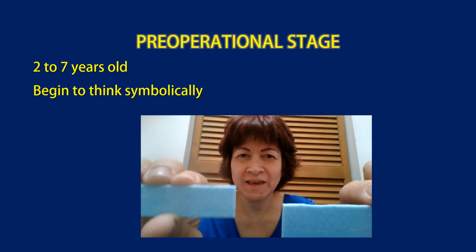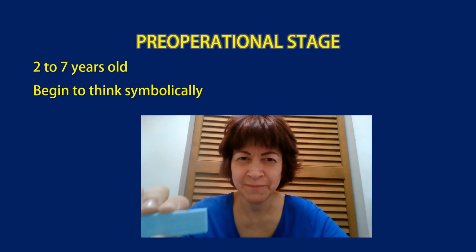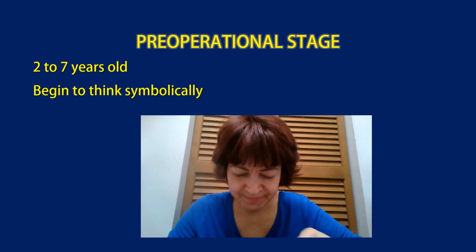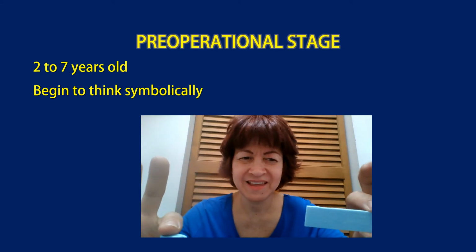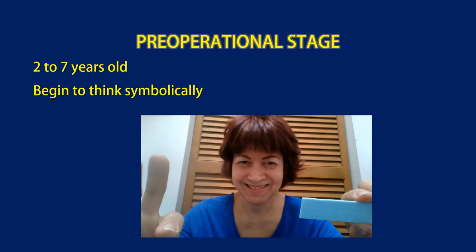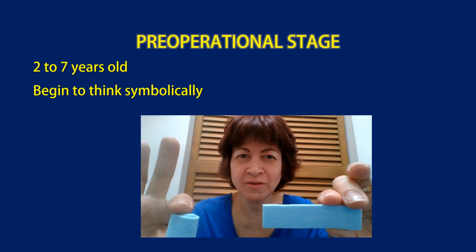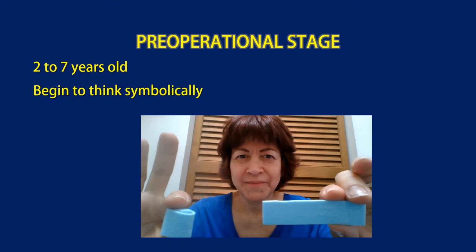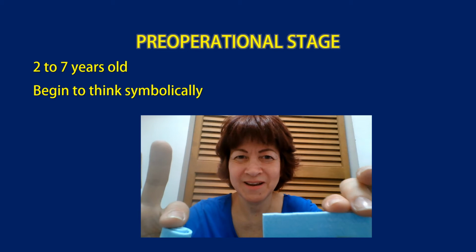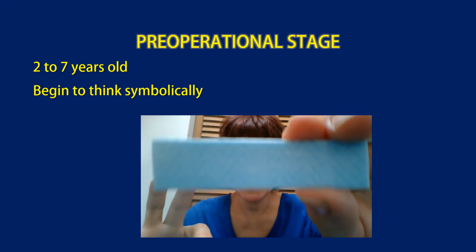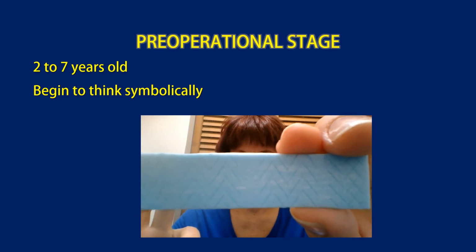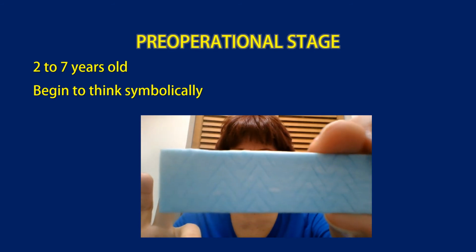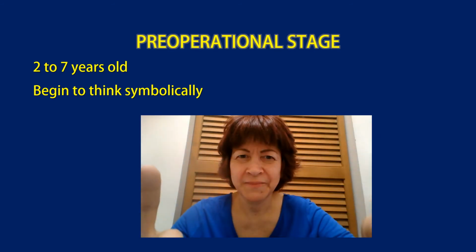Now let's see what happens when I get one of the pieces of chewing gum, this one, and I'm going to fold it. I'm folding it. Look. Yeah, there we go. One piece. And then we got the other piece. And now I ask you, which one do you think has more chewing gum? Most children at the pre-operational stage will answer that this piece, this one, has more chewing gum. And if you ask them why, most of them will say that because it looks bigger than this one.